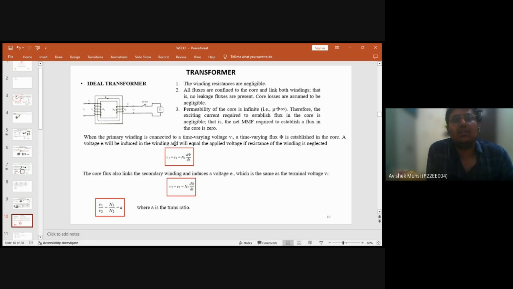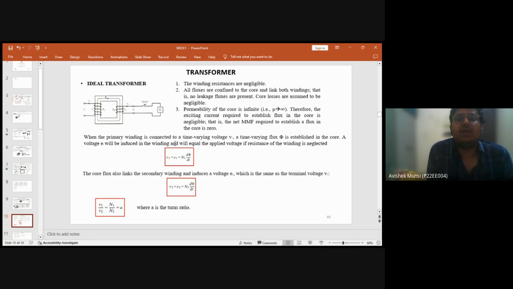But in practice, when flux flows from primary to secondary, there should be some kind of leakage flux over there. Due to this, the coupling coefficient between the primary and secondary will not always be one. It will be a little bit lesser than one. That is a major factor when magnetic flux flows from one side to another side. But in case of an ideal transformer, we consider that the leakage flux is zero. There is no leakage flux.